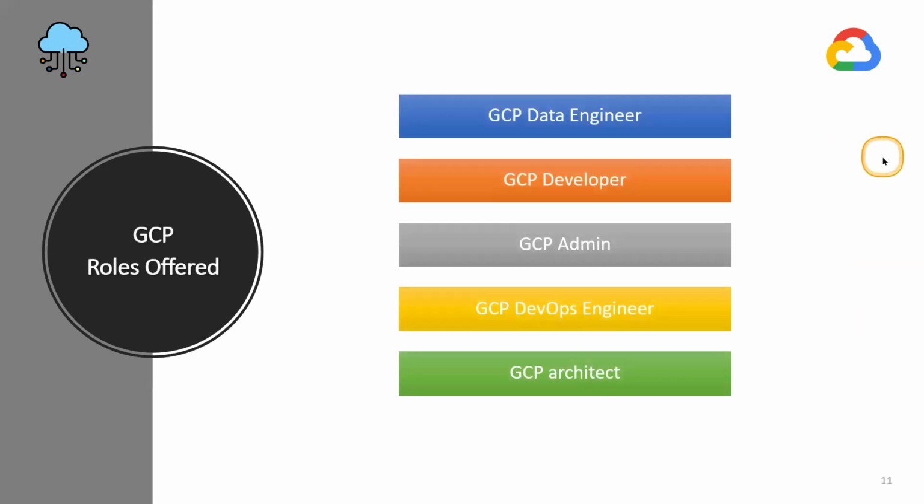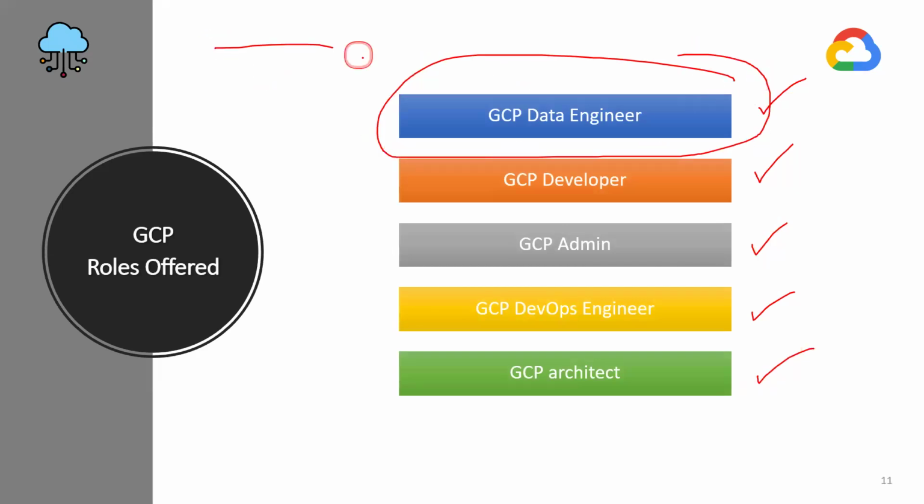It provides you multiple roles: GCP data engineer, GCP developer, admin, DevOps engineer, architect. We are going to focus on GCP data engineer, which is one of the trending and in-demand jobs nowadays, guys. There is a huge number of calls for GCP data engineers. People are getting jobs easily if they have even a medium knowledge of GCP.